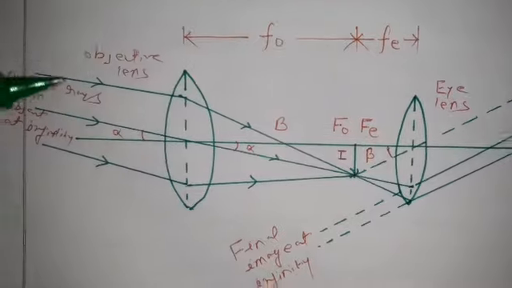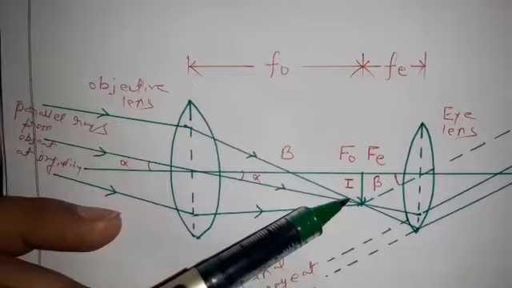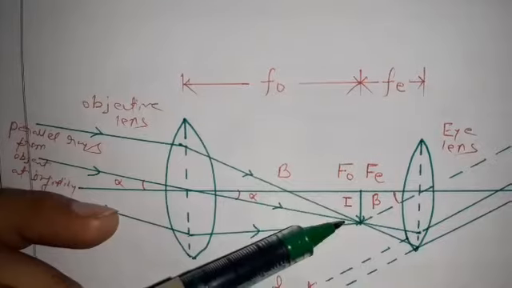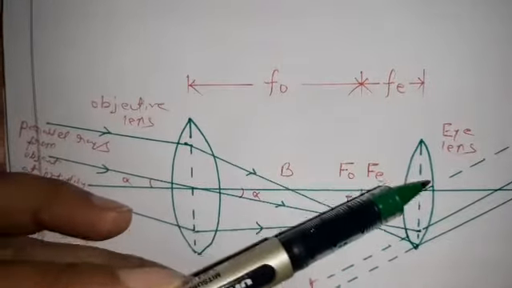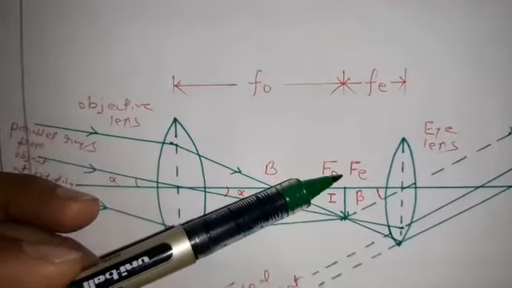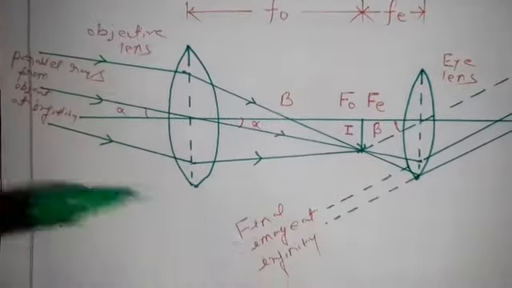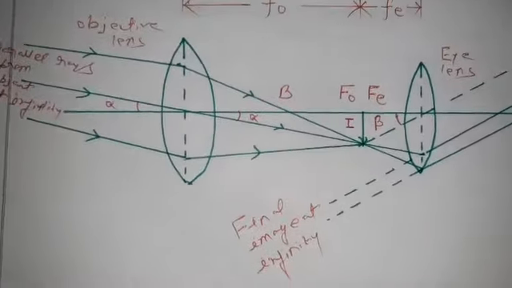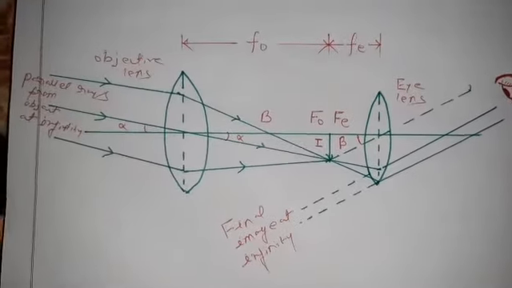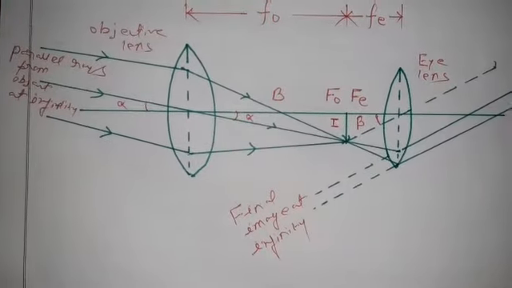So this will be your image which is formed by the objective lens at the second focal point of the objective lens. The eyepiece lens magnifies this image and produces a final inverted image at infinity. So this is the explanation of your ray diagram. Now come to the case when the image is formed at infinity.